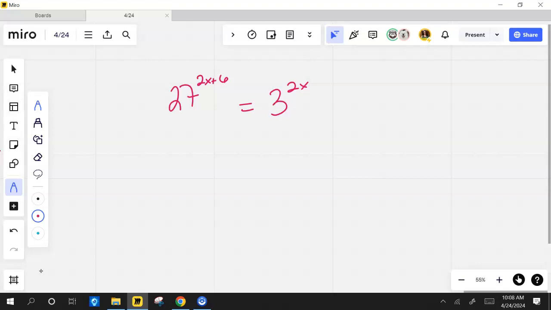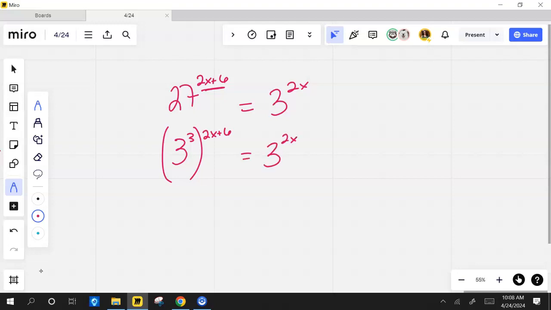3 cubed. William says 3 cubed. I agree. I agree too. 3 cubed is the same thing as 27, yes? I have not changed the value of the base. It's still the same. But look at what's still there. It's still got this exponent of 2x plus 6, yes? That's exactly right. That's what I was going to ask you.